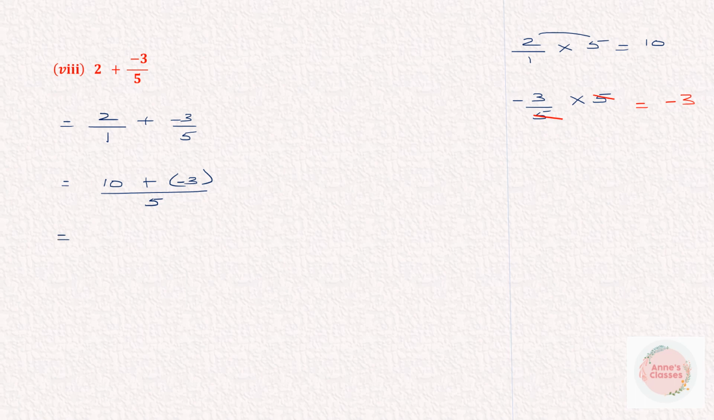Now remove the brackets. So 10 minus 3 by 5. 10 minus 3 is 7. 7 by 5 is your answer. If you convert it to a mixed number, divide 7 by 5. 5 ones are 5. What is remaining? 6, 7, 2 by 5. So 1, 2 by 5.